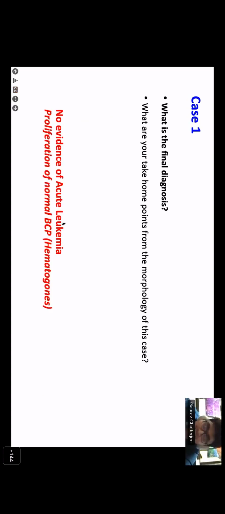So the diagnosis. Dr. Gaurav, a few of our attendees say... Yeah, I saw that. So the actual diagnosis is that this is just proliferation of normal B cell precursors, what is known as hematogones. Like I said, there are two statements. One is that these are B lineage. Sure, definitely they're B lineage precursors. But is it leukemia? No, because this looks normal, right? We saw that they're completely following the normal pattern.